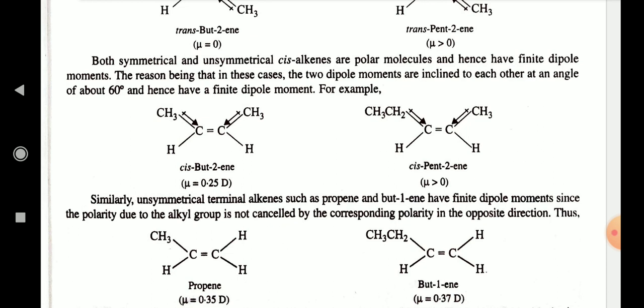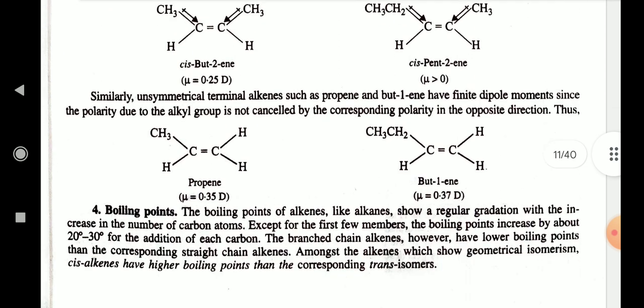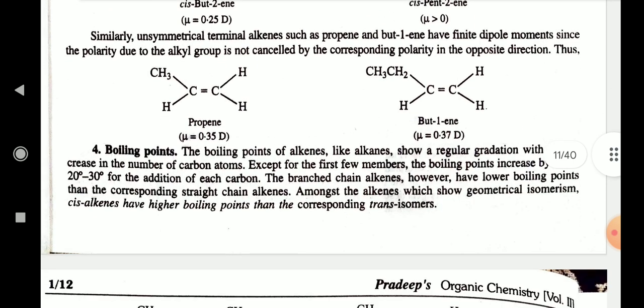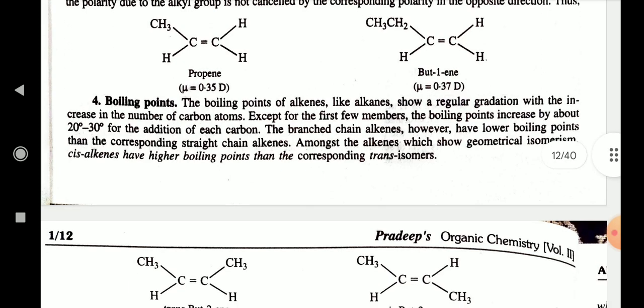Both symmetrical and unsymmetrical cis alkenes are polar molecules and have finite dipole moments. The reason being that in these cases the two dipole moments are inclined to each other at an angle of 60 degrees and hence have a finite dipole moment. Similarly, unsymmetrical terminal alkenes such as propene and but-1-ene have finite dipole moments since the polarity due to the alkyl group is not cancelled by a corresponding polarity in the opposite direction.